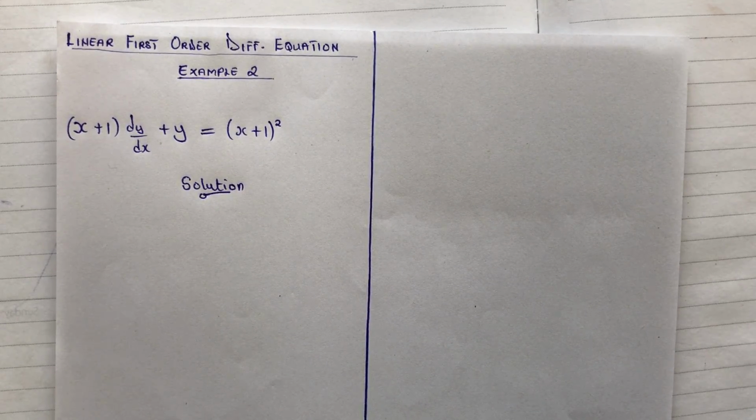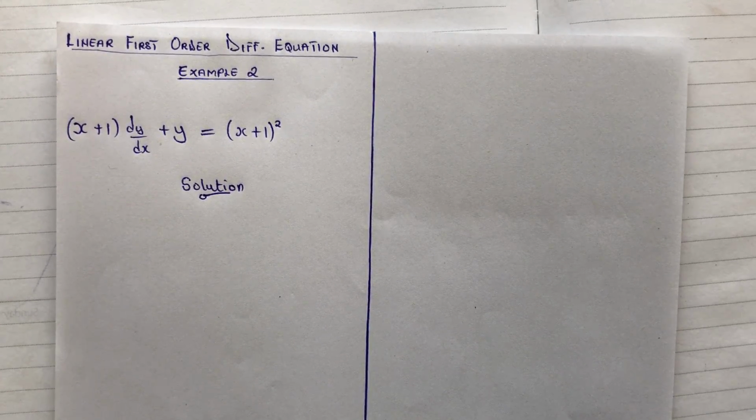So for this second example, we have x plus 1 multiplied by the first derivative dy dx plus the variable y equal to x plus 1 all square. So this is a first order linear differential equation. But before that, I'll take you to the formula for first order linear differential equation.